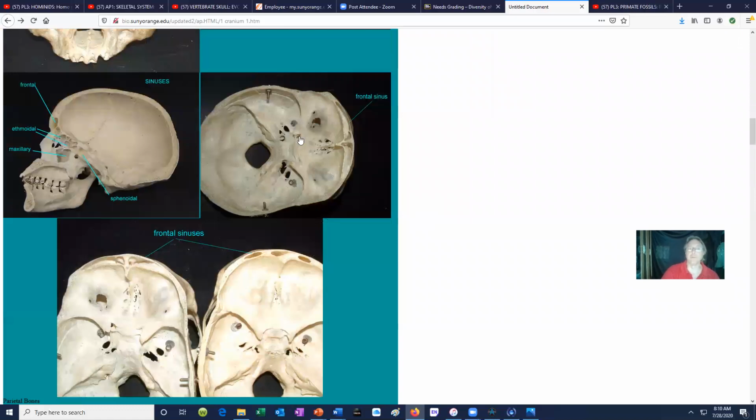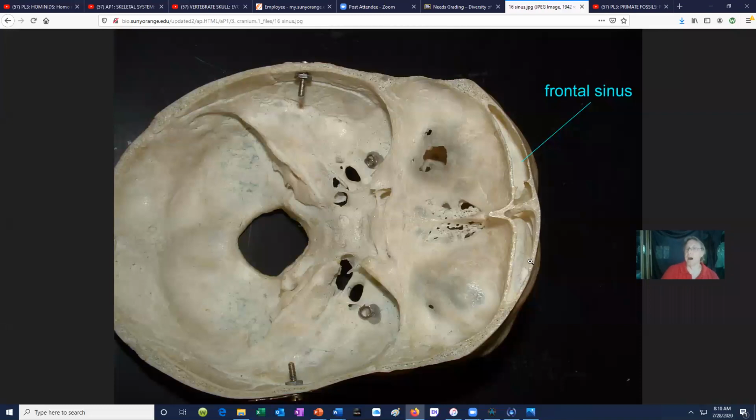Now, you may notice that some of the bones have holes in them. They are called sinuses. These sinuses lighten the skull. They provide resonance chambers for speech. The mucous membranes here are creating mucus which drain into the nasal cavity. And so here we have a sinus.